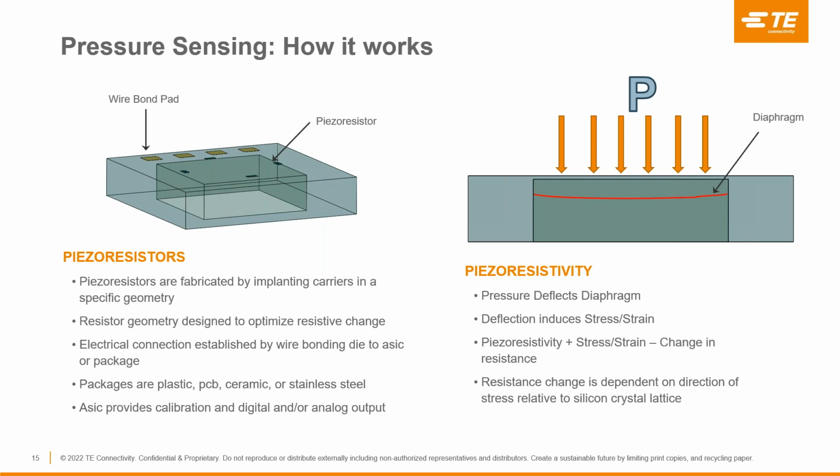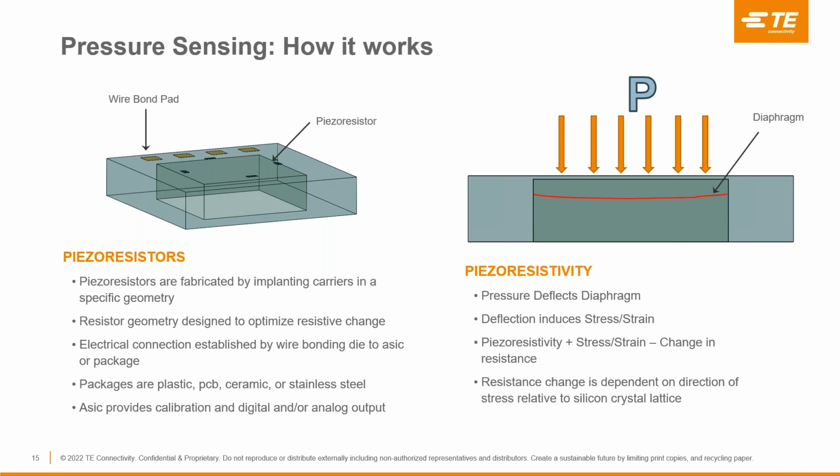The die is then wire bonded to an ASIC or a PC board or ceramic. And this assembly is then enclosed with plastic housing or stainless housing, depending on the application. An ASIC is typically used to provide calibration and digital or analog outputs.